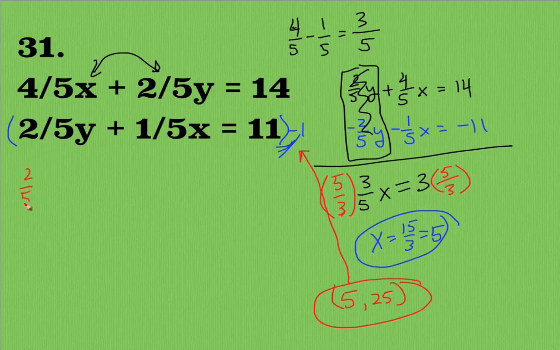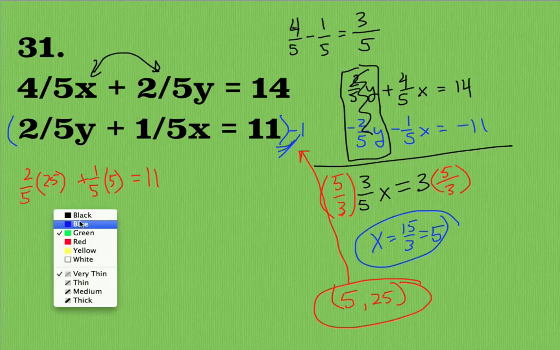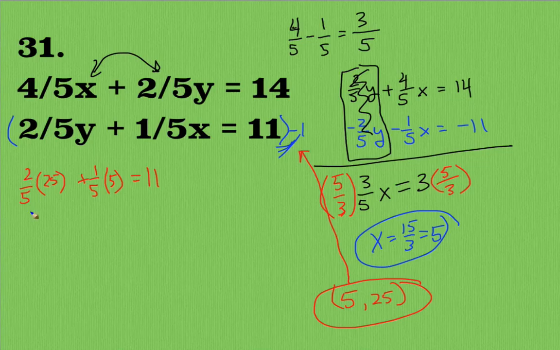So let's see here, 2/5 times my y, which is 25, plus 1/5 times my x, which is 5, should equal 11. All right, so let's test that out. 25 times 2 is 50 over 5, and then 5 over 5. Okay, what does that equal? 50 over 5 is 10, plus 5 over 5 is 1. Does that equal 11? Yes, it does. So that checks out. So this one does check.